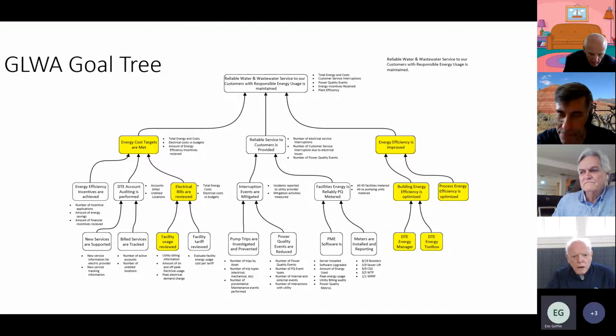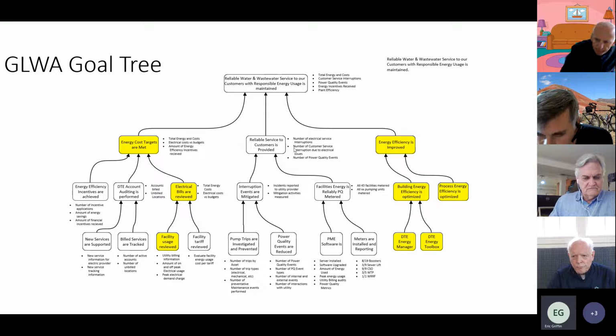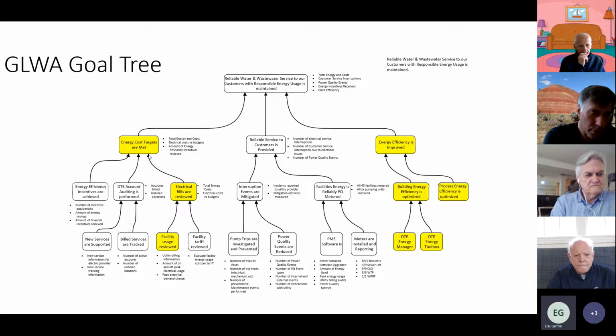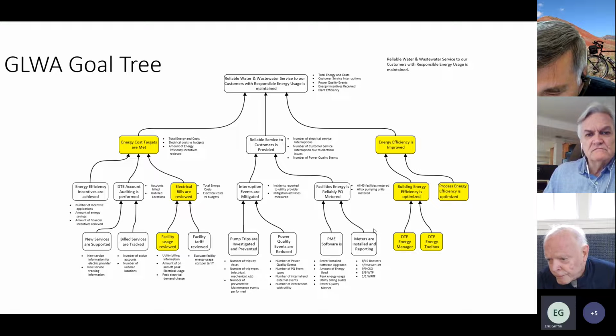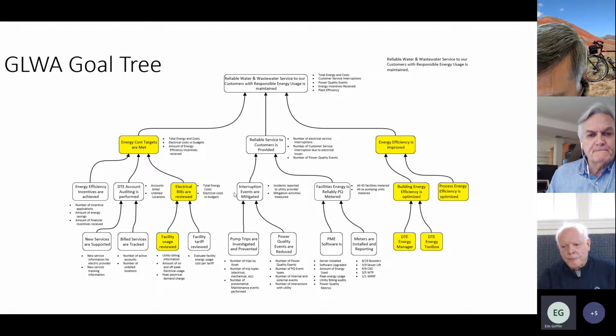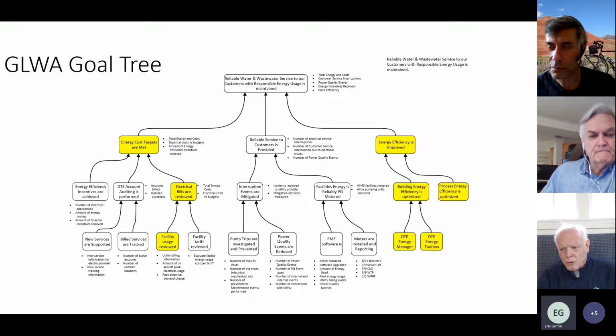And then the goals supporting that overarching organizational goal are related to the energy program, where we have cost targets. So we have our energy cost targets are met, reliable service to the customer is provided, energy efficiency is improved, and then supporting goals underneath that. And we identified some KPIs for each of these goals. And at the time, we highlighted in yellow some of the activities we thought could be rolled into one business process model. So this is where we started, and this was something that was developed maybe 5 or 6 months ago now.